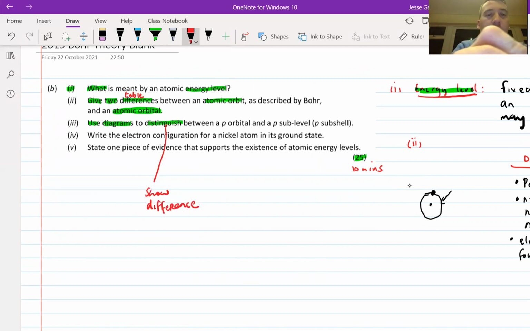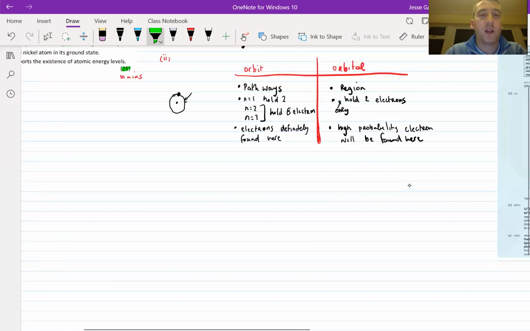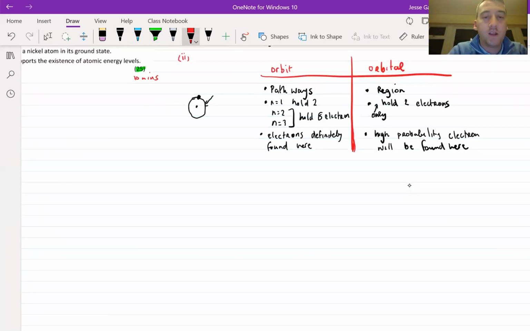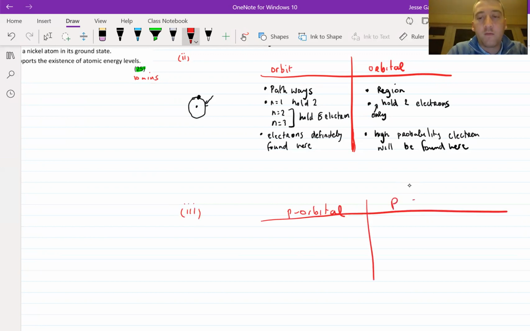Okay, between a p orbital and a p sublevel. So we need some kind of a diagram that shows the difference between a p orbital and a p sublevel. So again, I'm going to use a table to show the difference. So p orbital and p sublevel.